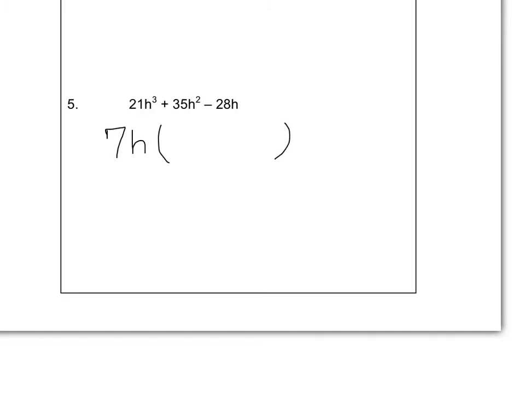Okay, so these are my three terms. Now I should have three terms in the parentheses. So 21 divided by 7 is 3. I have three h's up here. I'm taking one away. How many are left over? That leaves me with 2. So 3 minus 1 is 2. Bring down my plus sign. 35 divided by 7 is 5. I have two h's. I'm taking one away. That leaves me with one h left over. And 28 divided by 7 is 4. I have one h. I'm taking an h away. That doesn't leave any h's.